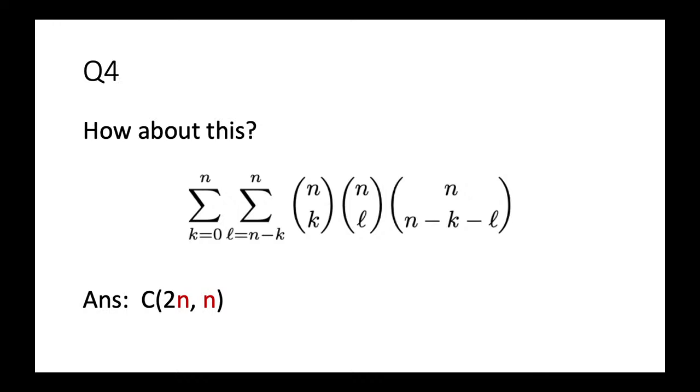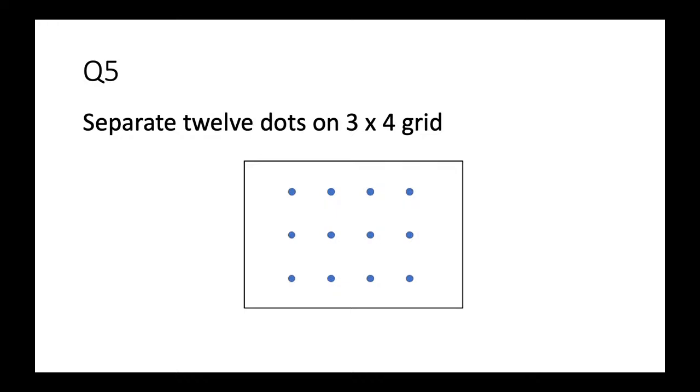Okay. Now finally, question 5. Question 5 is we have 12 dots, and they are located on a 3x4 grid.